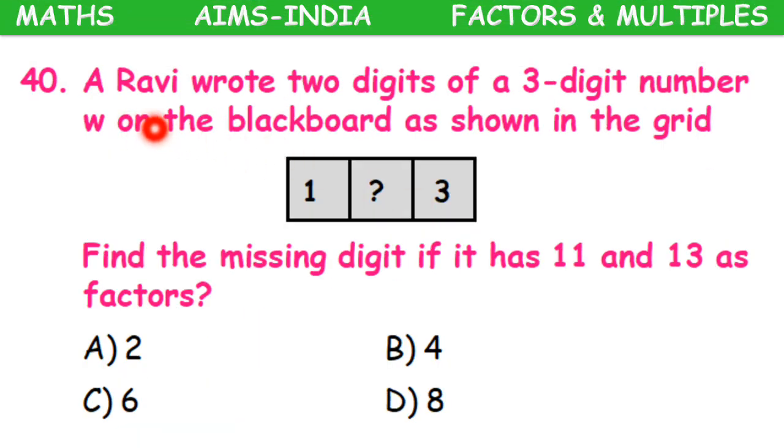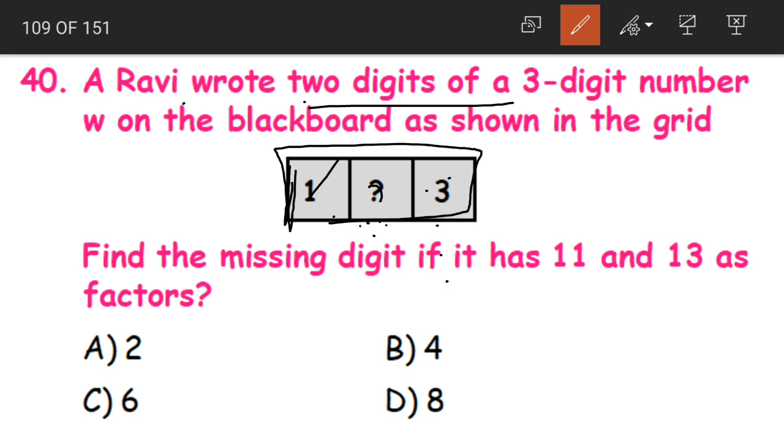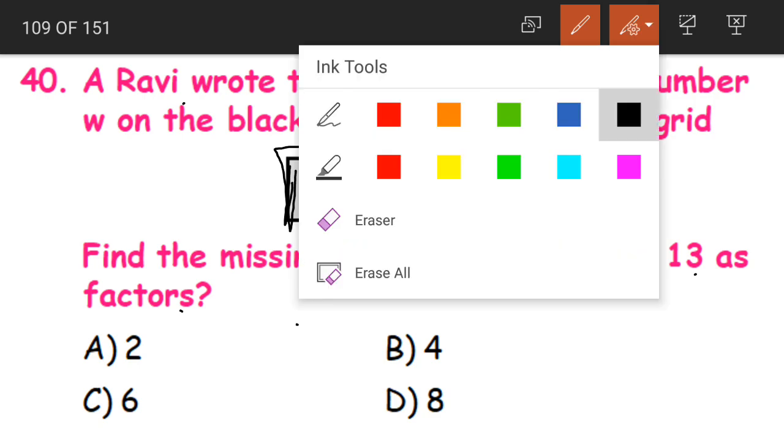Next question. Ravi wrote two digits of a 3-digit number on the blackboard as shown in the grid. Find the missing digit if it has 11 and 13 as our factors. Okay, children, what are they saying? Ravi, what did he do? Ravi wrote only 2 digits of a 3-digit number. We have to find out the missing digit if the final number has 11 and 13 as factors.